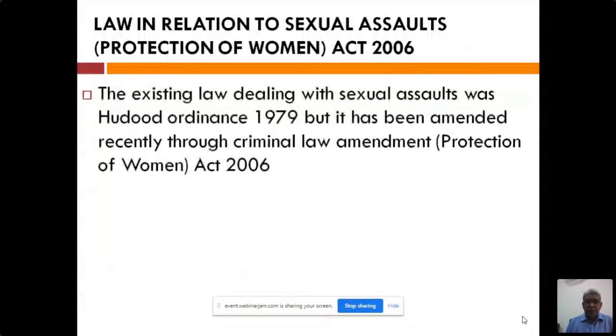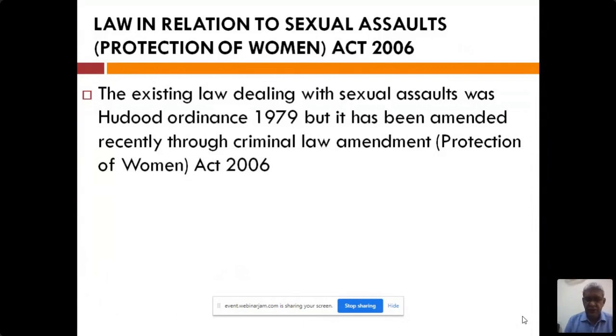Now, after the passing of the era of General Zia ul Haq, there was an era of democratic governments, and there was an amendment in the Hudud Ordinance in the form of the Women Protection Act 2006. The existing law dealing with sexual assault, that was the Hudud Ordinance 1979, was amended through the Criminal Law Amendment in the form of the Women Protection Act 2006.